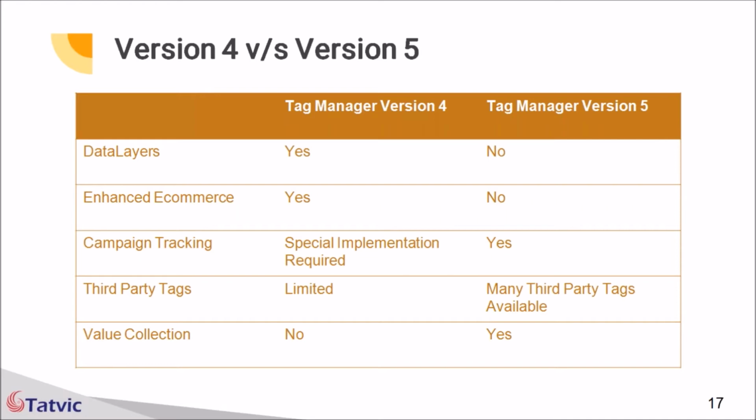So let's say third-party tags. Limited third-party tags are available in version 4, but in version 5, many third-party tags are available. One more feature is value collection. In the version 5 container, you get value collection. A value collection variable is something in which you give one input, and based upon certain conditions, you get the output. So it is a multi if-else, you can say. I hope the comparison part is clear now.